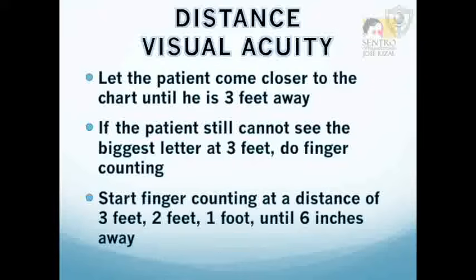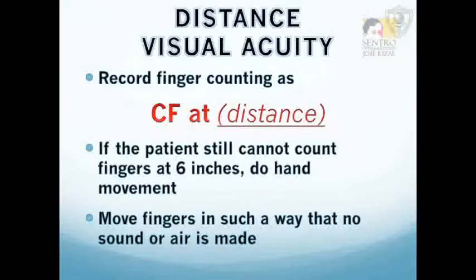Let the patient come closer to the chart until he is 3 feet away. If the patient still cannot see the biggest letter at 3 feet, do finger counting. Start finger counting at a distance of 3 feet, then closer at 2 feet, at 1 foot, until it is only 6 inches away. Record your findings as counting fingers at distance. If the patient still cannot count fingers at 6 inches, do hand movement.